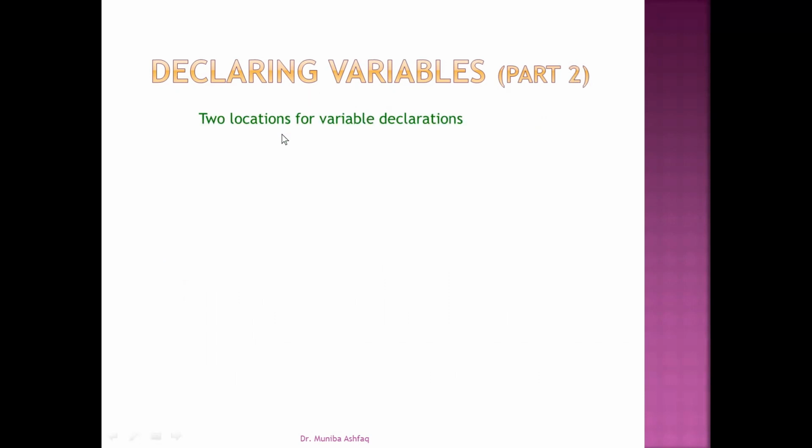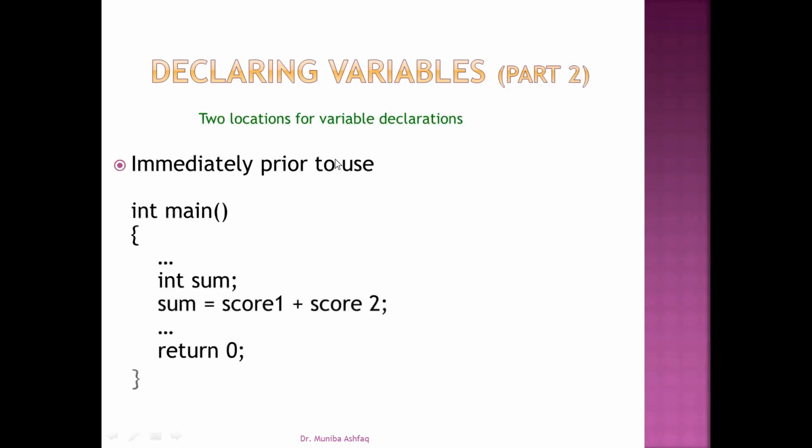For variable declaration, there can be two locations. This is an example in which we have shown that variables are declared just prior to use. So these dots show that there is some part of the program, or some C++ statements over here. At this C++ statement, we have used score1 and score2, and we are going to add them and assign to sum. So before using this sum variable, we have declared it immediately prior to its use.